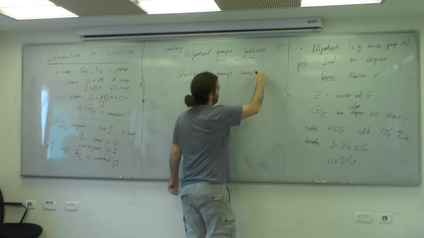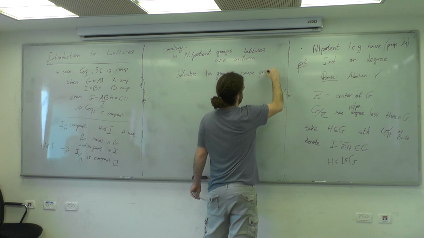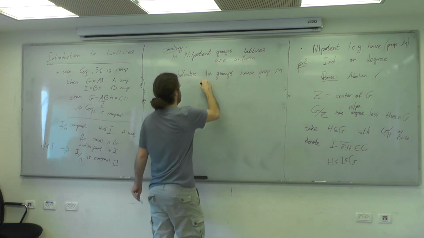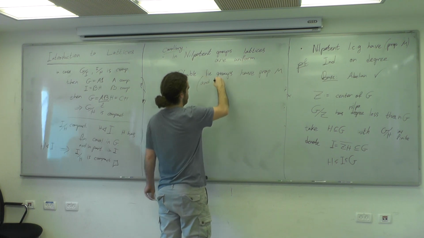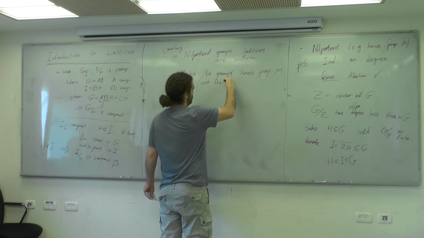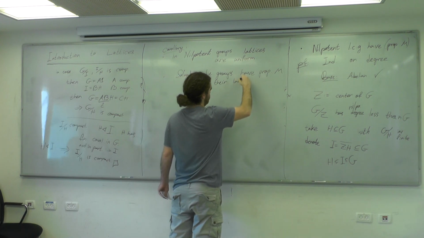Solvable Lie groups have property M, and in particular, their lattices are uniform, if they exist.